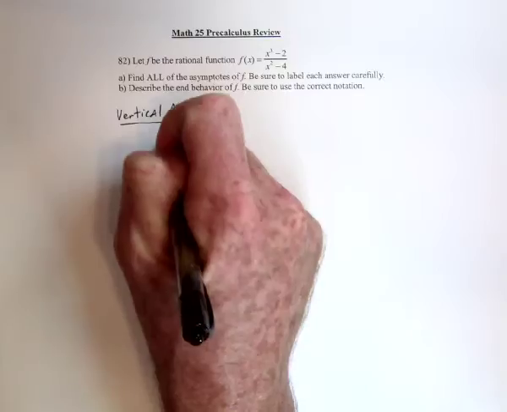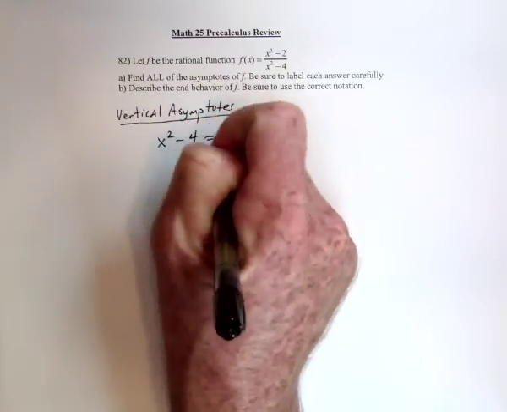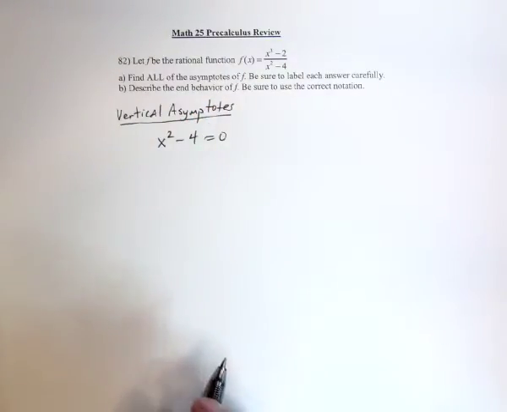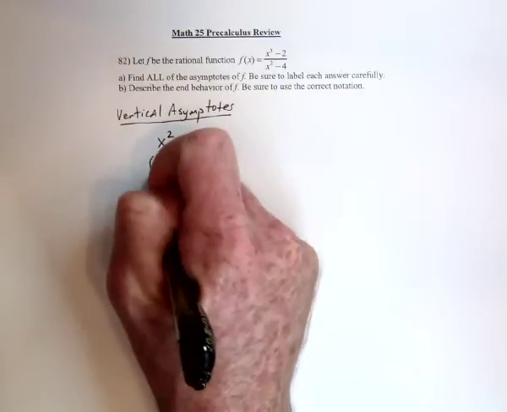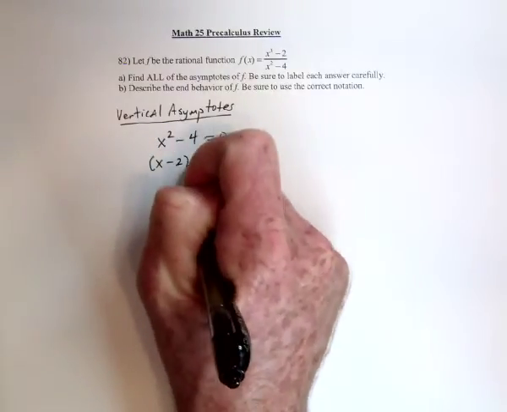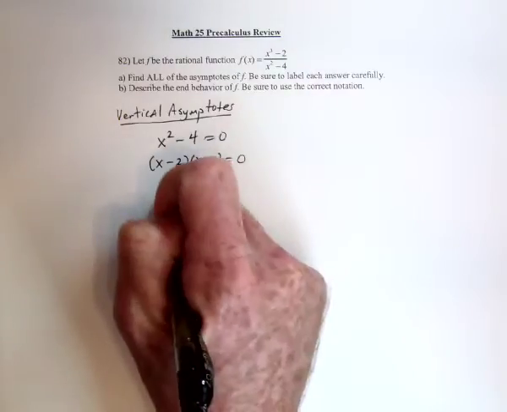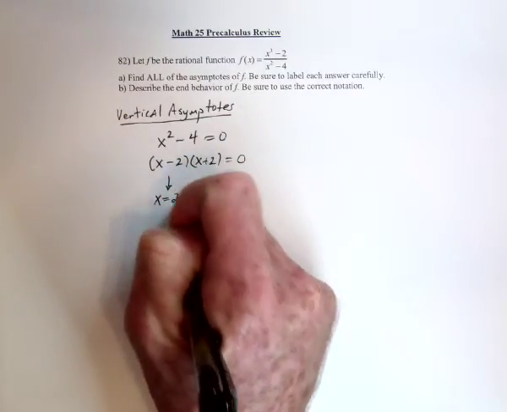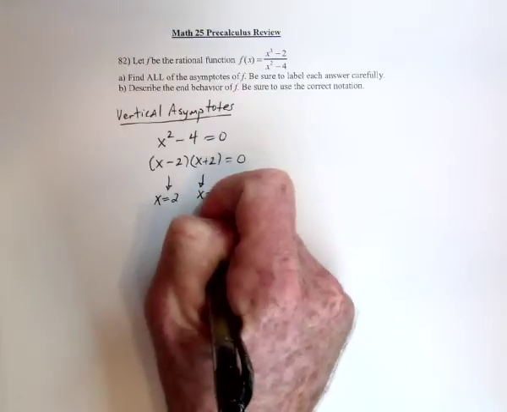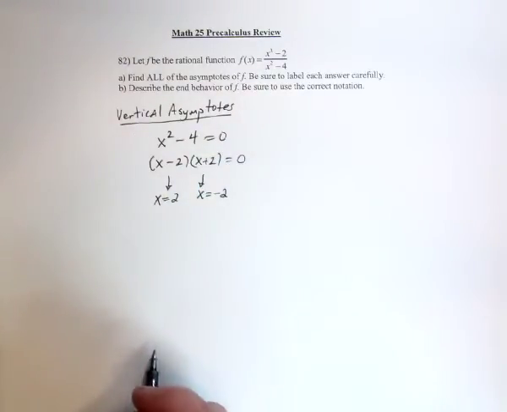simply set the denominator equal to 0. You could then factor or use quadratic formula or whatever method to solve for x, and we would find out that at x equals 2 and x equals negative 2, the function is undefined. It's going to have vertical asymptotes there, or at least possibly have vertical asymptotes there. I'll get to that in a second.